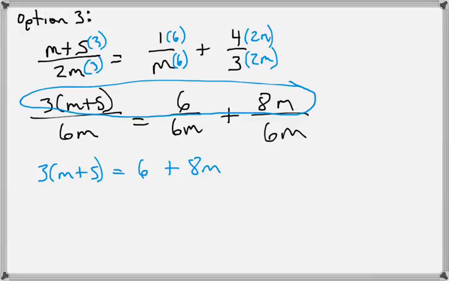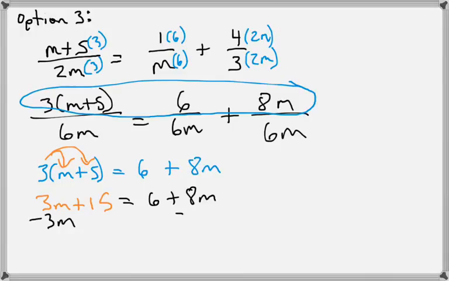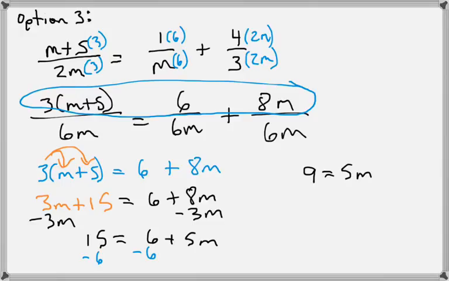So to solve, first I'm going to distribute to get rid of the parentheses. That gives me 3m plus 15 is equal to 6 plus 8m. Now I want to again combine like terms. So I'm going to subtract the 3m from both sides, leaving me with 15 is equal to 6 plus 5m. Then I'm going to subtract the 6 from both sides. That's going to leave me with 9 is equal to 5m.